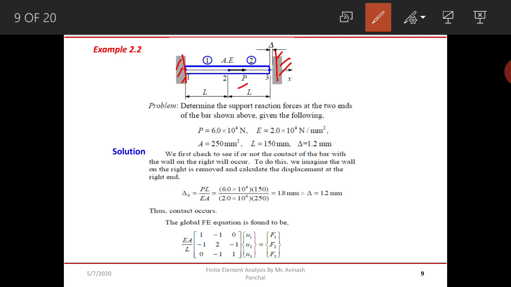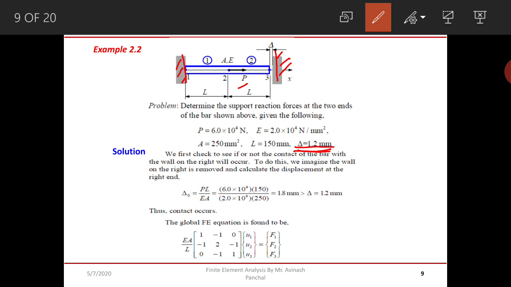There may be some sort of deflection, and we have to determine if the deflection is more than the allowable displacement, that is 1.2 mm, then some compressive stresses will act on the bar, and because of those forces there may be some stresses inside the bar because of these restrictions. Also we have the value of 1.2 mm.